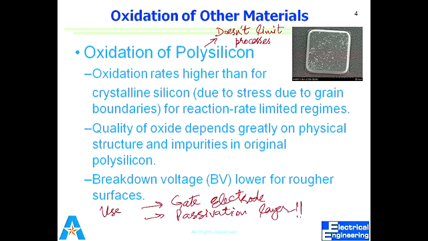Why would you want to oxidize polysilicon? It depends upon our application. The quality of crystalline silicon oxide would always be better compared to polysilicon oxide. But with polysilicon oxide, let's suppose I need a sacrificial layer, I would.